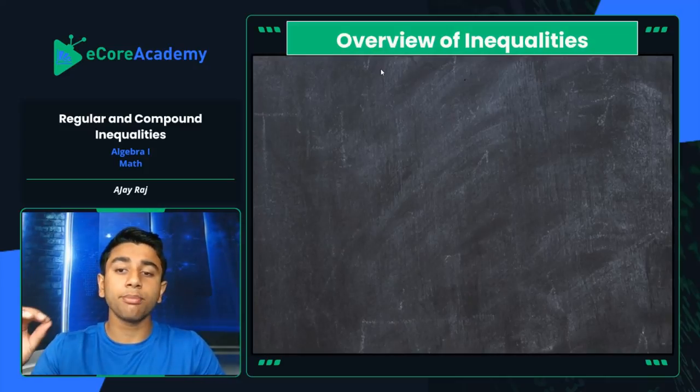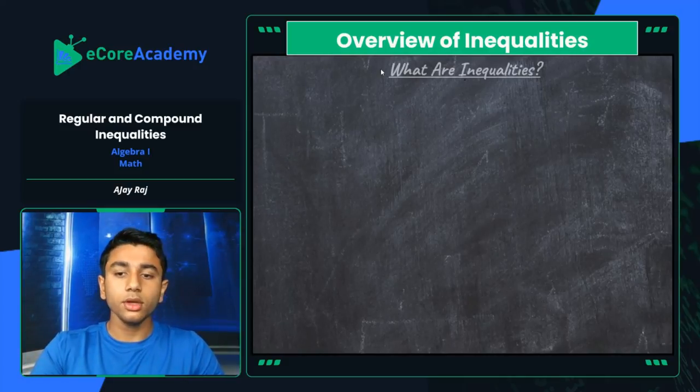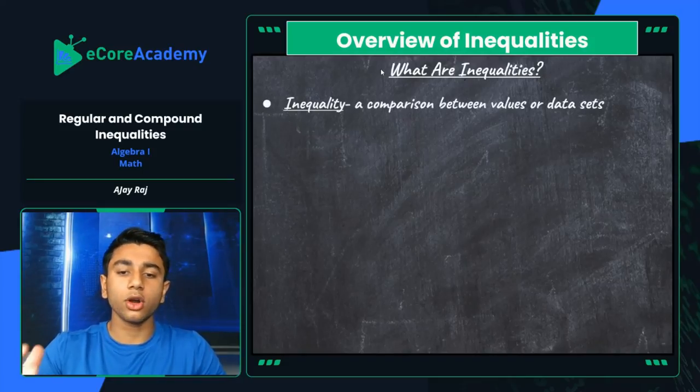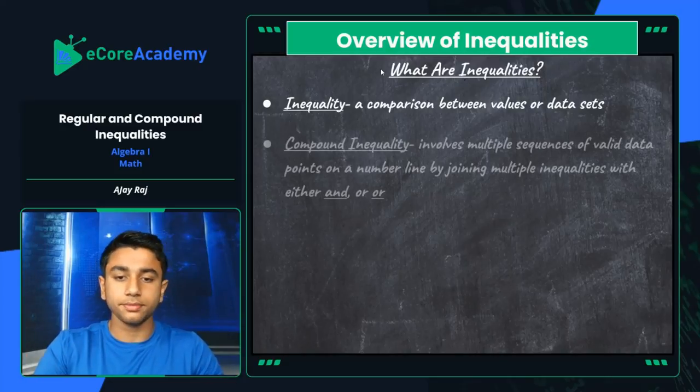Let's start off by taking a brief overview of what exactly these inequalities are. So what exactly are inequalities? What is their representation in Algebra 1 or in algebra alike? And what exactly do they entail? How do they help us? So inequalities are a comparison between values or data sets. You're merely comparing different values to identify whether or not one is greater than the other, whether or not they're equal, they're non-equal, or whether or not a certain value can fit within a given data set.